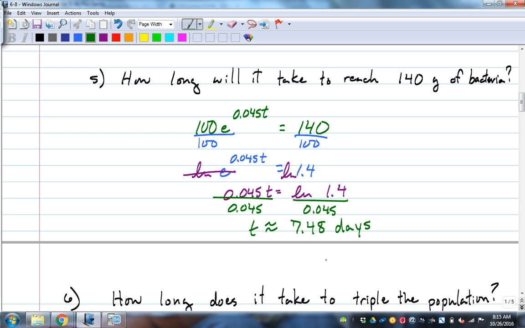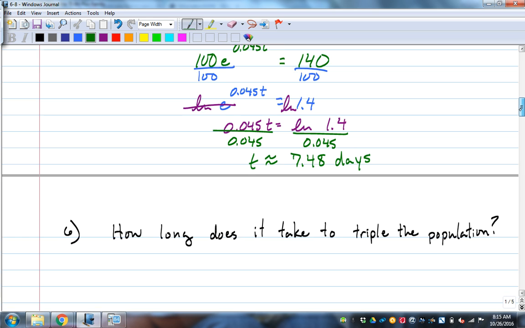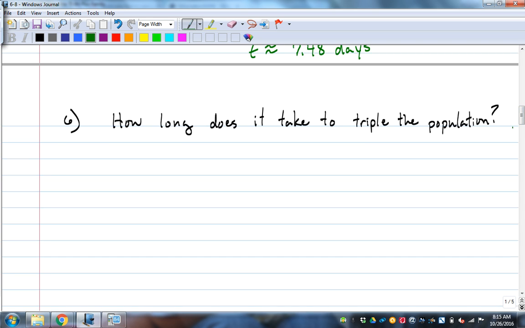A little over a week, we've gained 40 grams of whatever kind of cell we had to begin with. Doesn't necessarily matter what kind it is. Okay. Same situation. How long does it take to triple the population? Okay, so this is like those financial problems. It's exactly the same stuff, and that's what I want you to see here. It's just we're talking about sales instead of money.